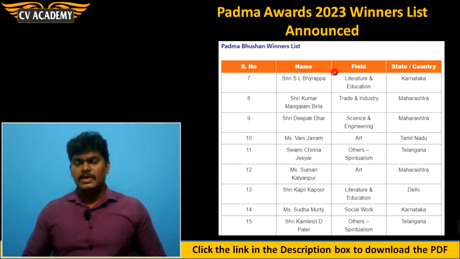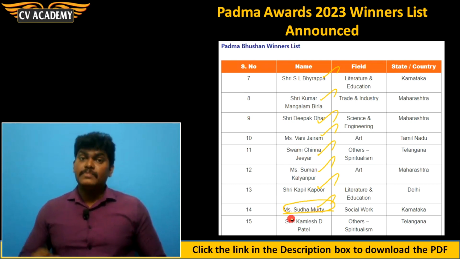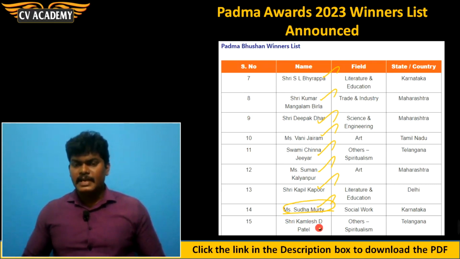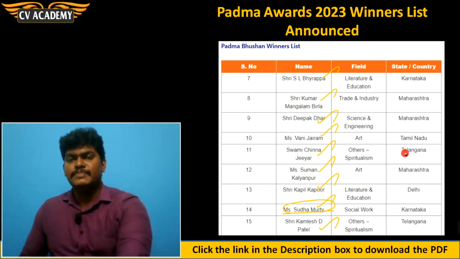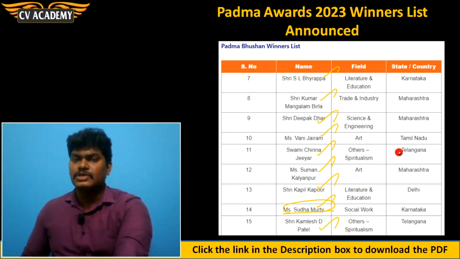Padma Bhushan Award. So, the 9 people are Sri L.S. Barayappa, Sri Kumar Mangalam Birla, Sri Deepak Dar, Ms. Vani Jairam, Swami Chinna Jayar, Suman Kalyanpur, then Kapil Kapoor, then Sudha Murthy. She is the chairperson of the Infosys group. So, for her also the Padma Bhushan Award is given. Then Kamlesh Patel. For him also the Padma Bhushan Award is given. So, totally this year 6 Padma Vibhushan Awards and 9 Padma Bhushan Awards are given.